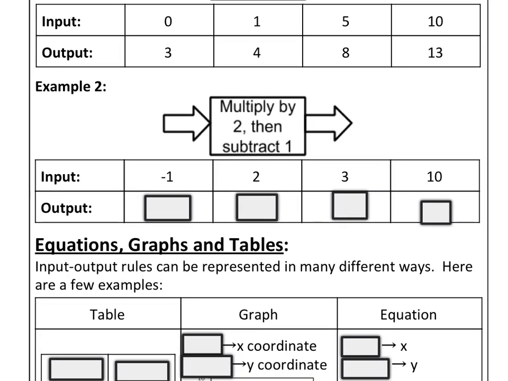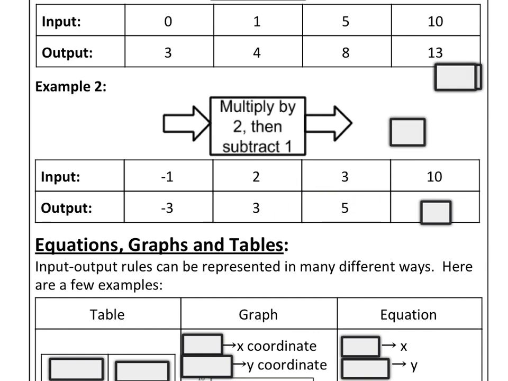Example 2. Here we've got an input-output rule that multiplies by 2 and then subtracts 1. If we put negative 1 in, negative 1 times 2 is negative 2, minus 1 is negative 3. If we take 2, 2 times 2 is 4, minus 1 is 3. 3 times 2 is 6, minus 1 is 5, and 10 times 2 is 20, subtract 1, 19. We have our table that goes along with our input-output rule.